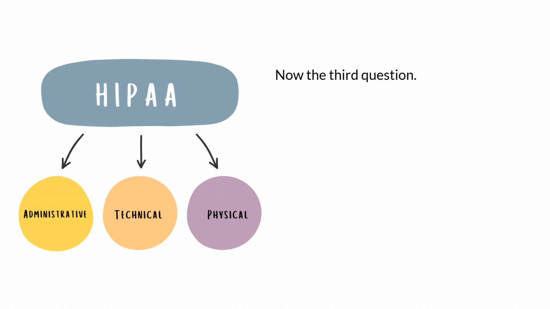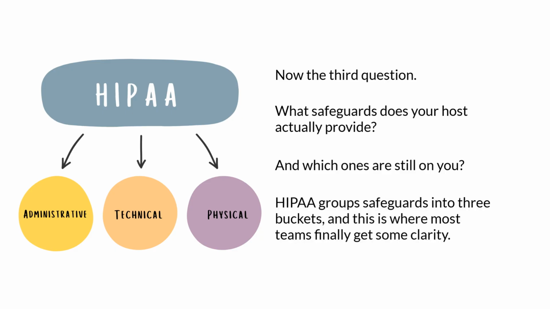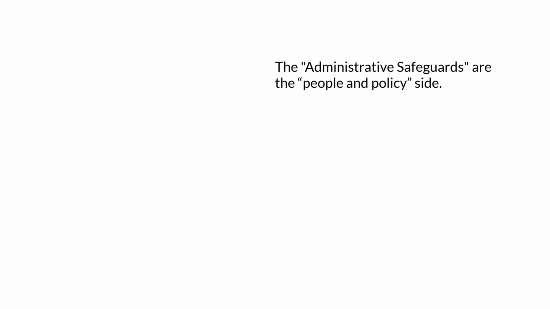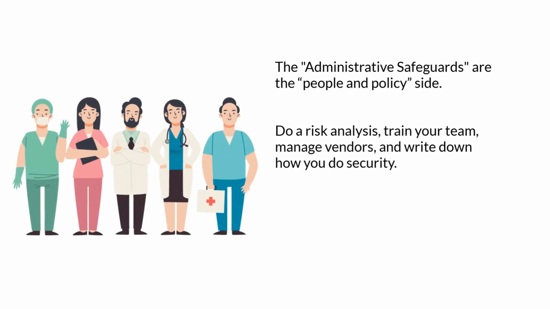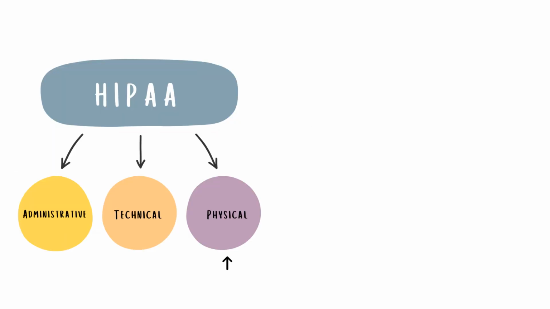Now the third question. What safeguards does your host actually provide, and which ones are still on you? HIPAA groups safeguards into 3 buckets, and this is where most teams finally get some clarity. The administrative safeguards are the people and policy side of things. Do a risk analysis, train your team, manage vendors, and write down how you do security. In HIPAA's eyes, if it's not documented, it didn't happen.